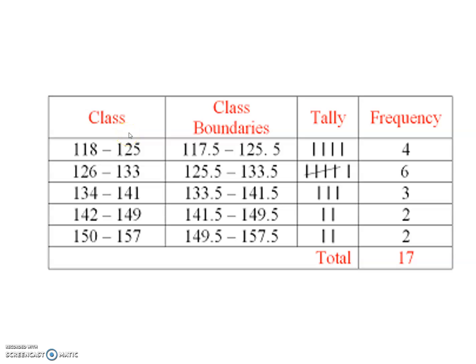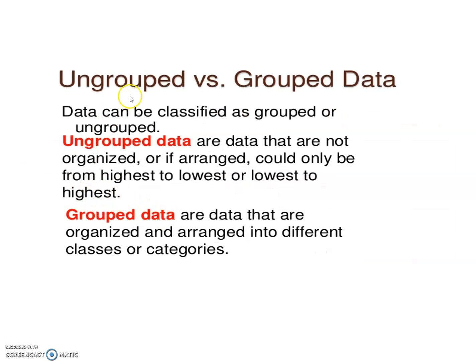Grouped data always has classes: 118 to 125, 126 to 133, 134 to 141, 142 to 149, 150 to 157. Class boundaries are 117.5 to 125.5. Why do we take the class boundary? Because these class intervals are not continuous, so we subtract 0.5 from the lower limit and add 0.5 to the upper limit. So 117.5, 125.5, and we organize these into tally and frequency. That pattern is called grouped data, which is in the form of groups. So we are clear about ungrouped versus grouped data.